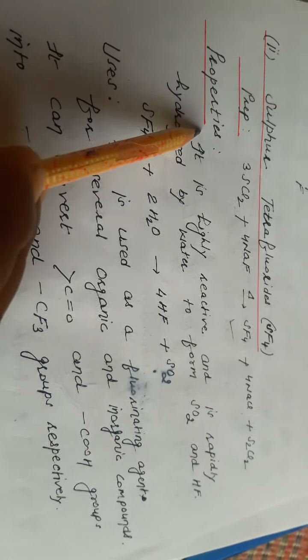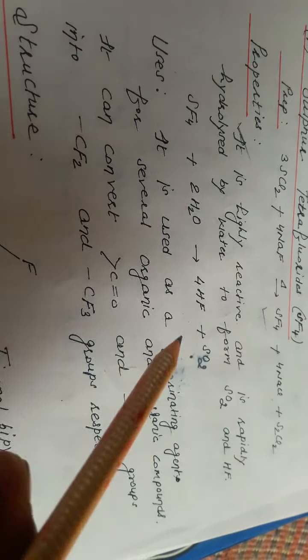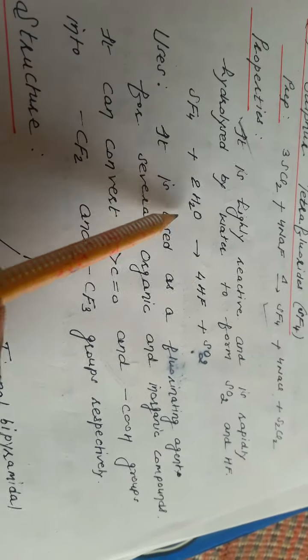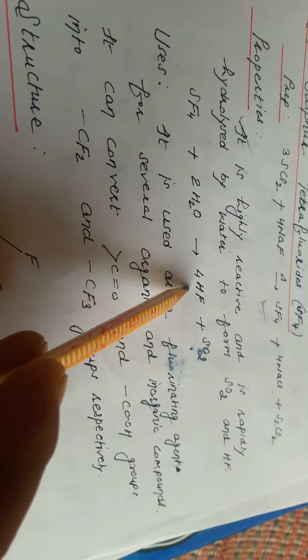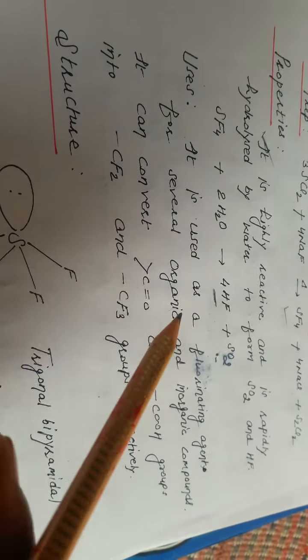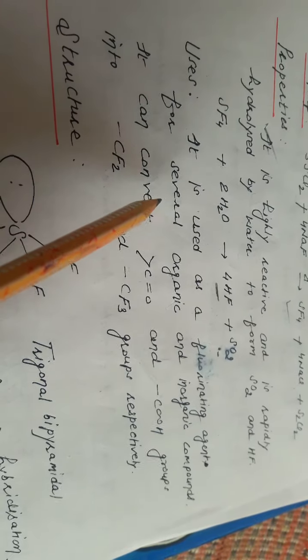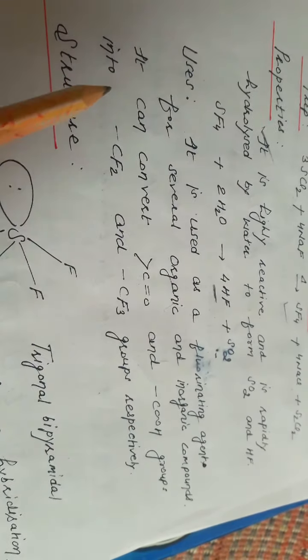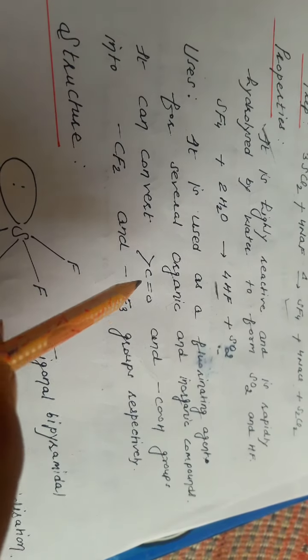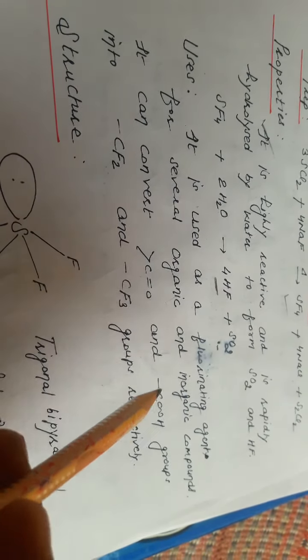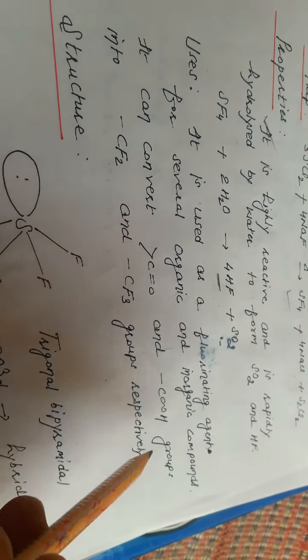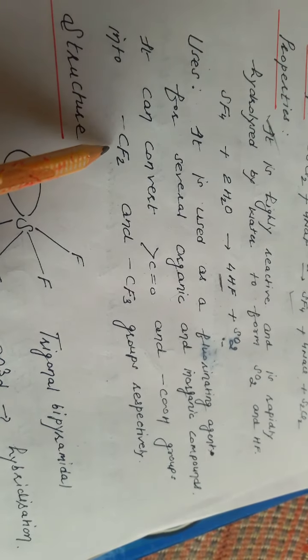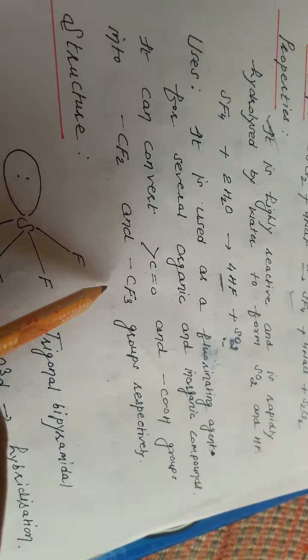This is also an important concept or question. SF4 on hydrolysis gives the mineral acid HF along with SO2 gas. This is also a method for the preparation of SO2 gas. It is used as a fluorinating agent for several organic and inorganic compounds. It can convert carbonyl compounds, in this the ketonic and carboxylic groups, into this form and this form respectively.